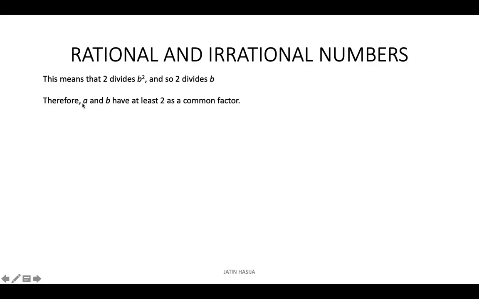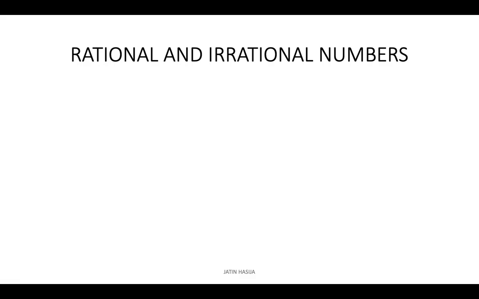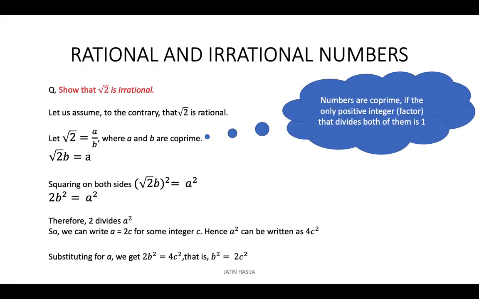Therefore, we come to another conclusion where we can say a and b have at least 2 as a common factor. How? Coming back, a is having 2 as a factor, and here b is also having 2 as a factor. Whereas the co-prime numbers say that they cannot have any common factor among them other than 1. But here we are having 2 also.